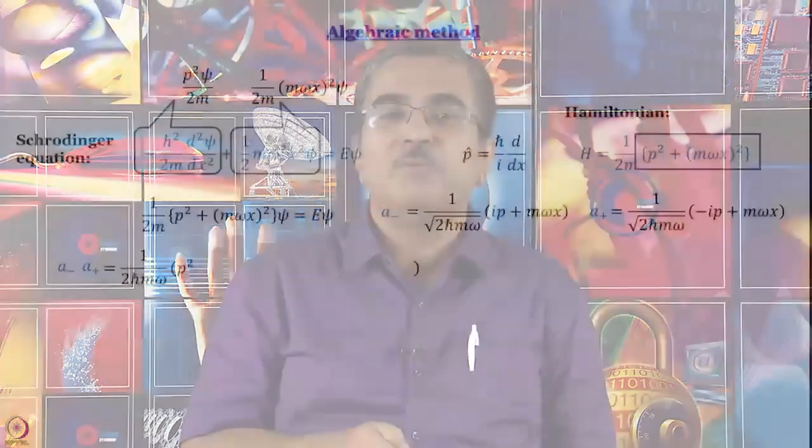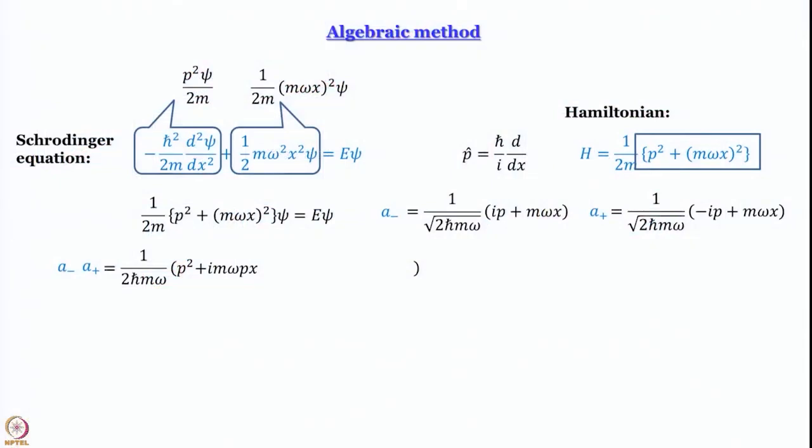Great. I think we have said it enough number of times now. Let's go ahead. So first one is P square. Next, what do we get? We can work with this IP and this M omega X. We will get I M omega P X. This ordering is important. Okay.